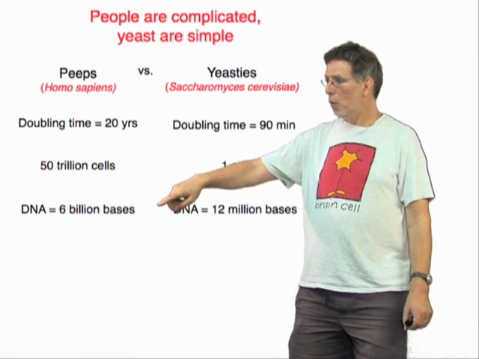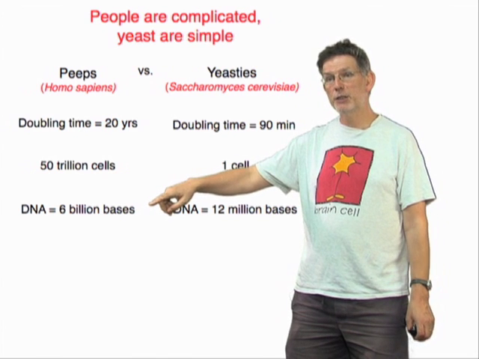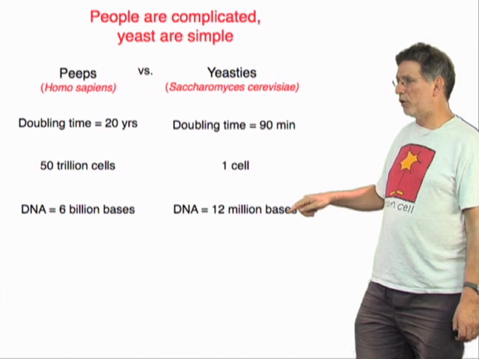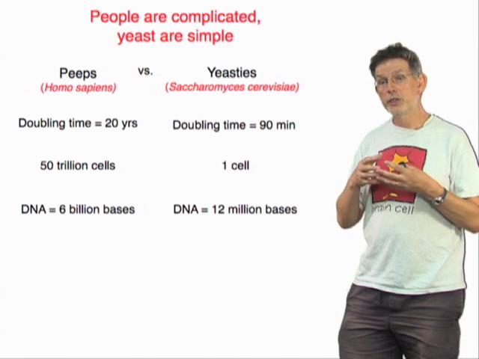We have in each one of our cells, each one of yours, each one of mine, about 6 billion bases of DNA. In a yeast cell, there's 500 times less. It's about 12 million bases. And so everything's simpler. There are fewer genes.